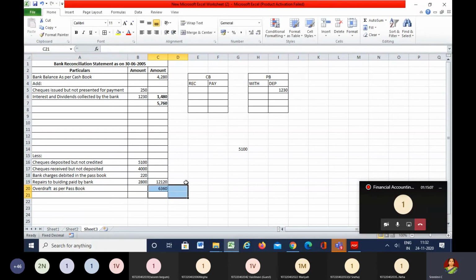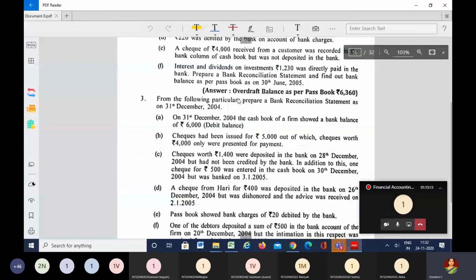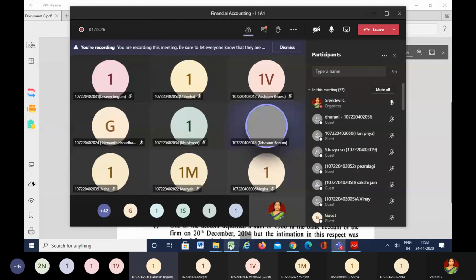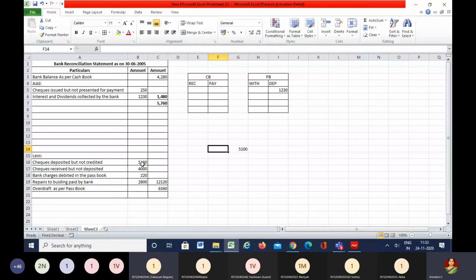Okay. So this is how you have to give a presentation of your bank reconciliation statement. Yeah, got it. 6360. Clear now? Yes, ma'am. Okay. Ma'am, please show the table once again.